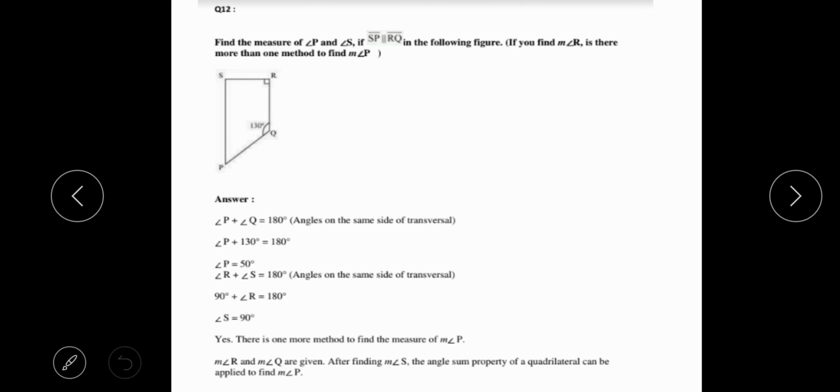Now again R and S are on the same side of the transversal. Now R we have as 90 degrees. Now we can easily calculate the value of S. So S is also 180 minus 90, which is 90 degrees. So your answer is yes.